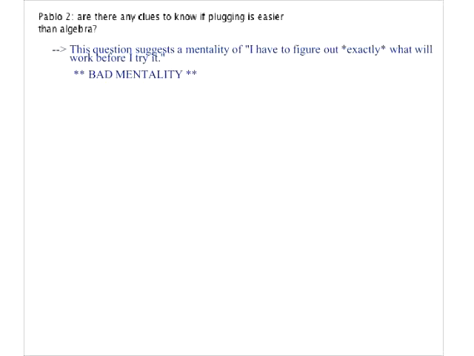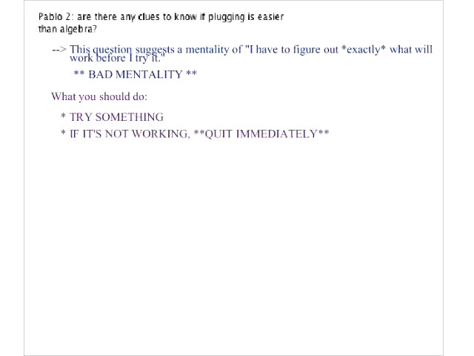You can't sit there like a chess master and think through six moves ahead of time. It's not like that. Remember, guys, you have about 2 minutes on average to solve these problems. So if you are in this mindset where you have to figure out exactly what will work before you set pen to paper, you can be in trouble. So what you should do, honestly, is just try something. If it's not working for you, then quit immediately and try something else.